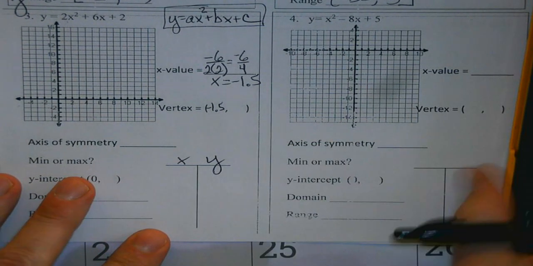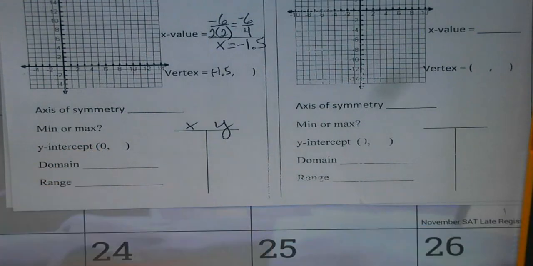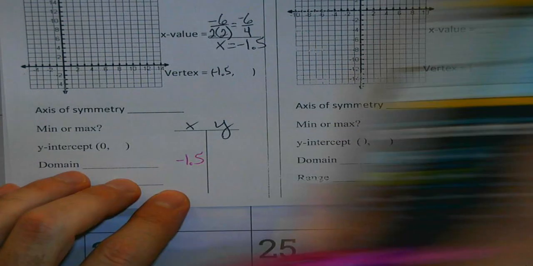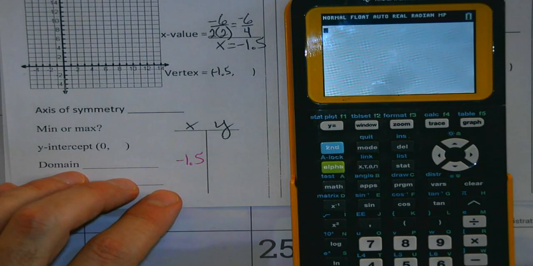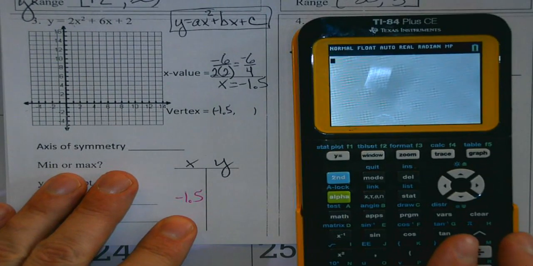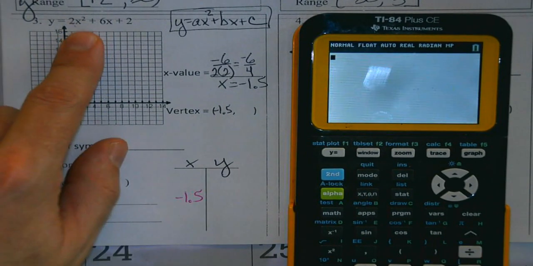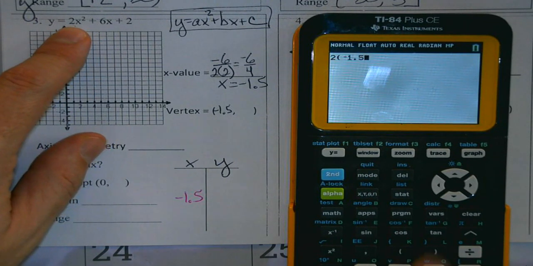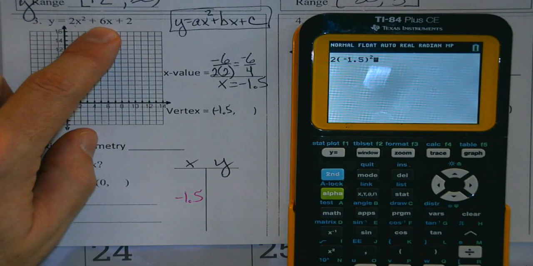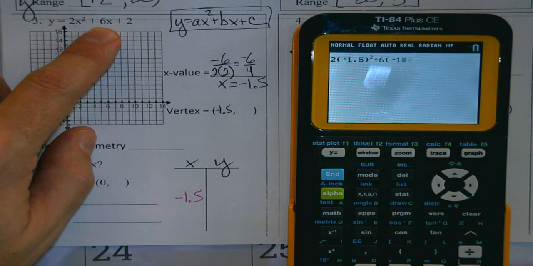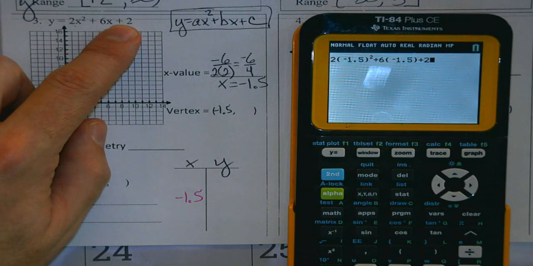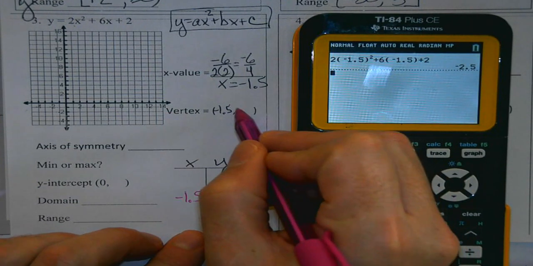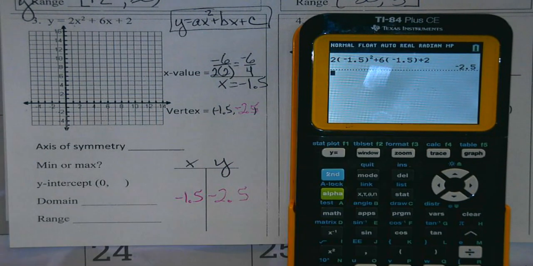We're going to go to this chart this time. It's still not going to be bad by any means. You're like, well, how am I going to get the y value of my vertex? Very simply stated, once I get the problem back down here, we're going to take our x value and plug it in. So 2, replace the x with negative 1.5 squared plus 6 times negative 1.5 plus 2. Get my vertex.